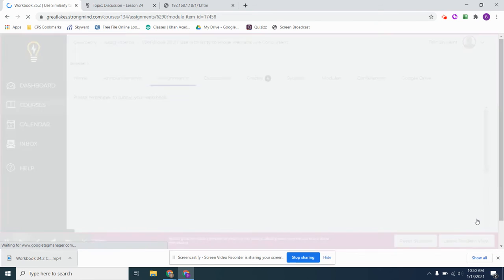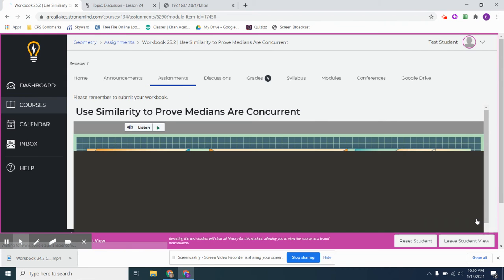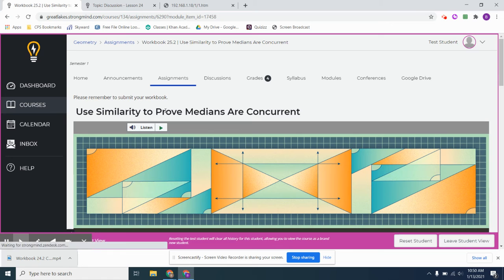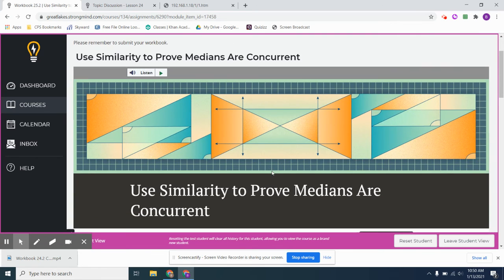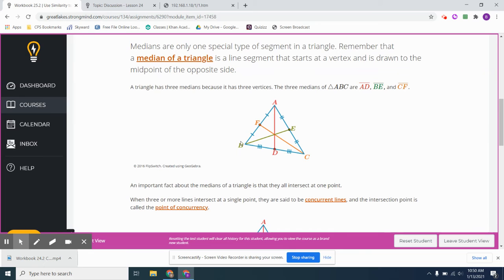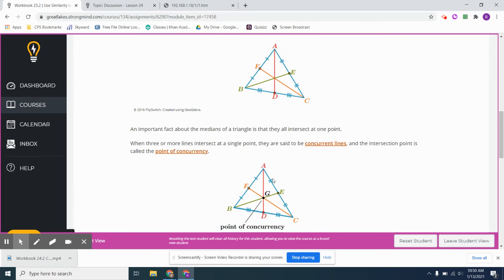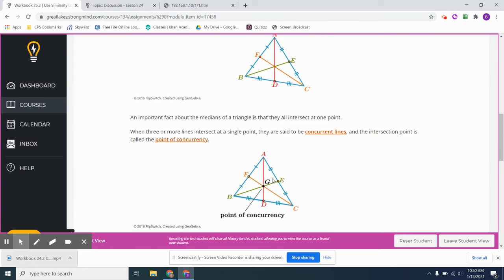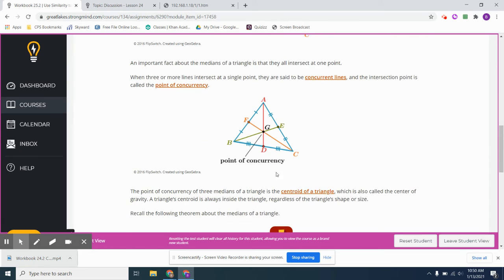is coming up. It's using similarity to prove, this is again another proof one, medians are concurrent. What is a median? We start with the midpoint of the segments, but then you connect the midpoint of one side to the opposite angle. So midpoint to the opposite angle, midpoint to the opposite angle. And where they all connect is called the point of concurrency. And that point of concurrency, there's a name for that.